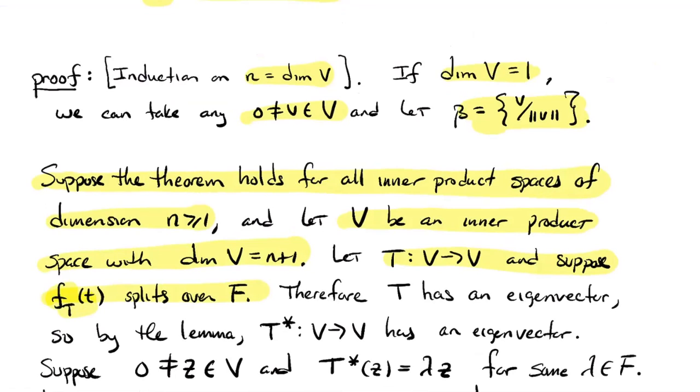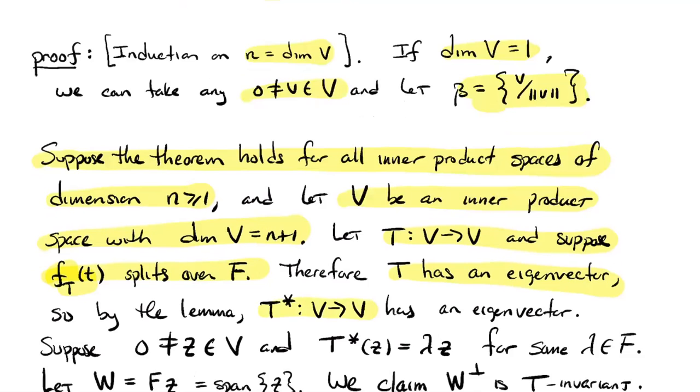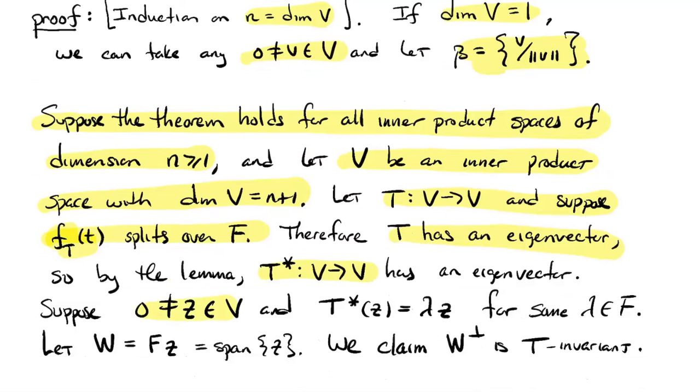Okay, so if the characteristic polynomial splits, the operator has to have an eigenvector, right? Because it splits, so we have eigenvalues, and every eigenvalue has an eigenvector. And using the lemma that we just proved, the adjoint also has an eigenvector. If T has an eigenvector, so does T star. So let me call the eigenvector Z. So Z is some non-zero vector, and T star of Z is lambda Z for some scalar lambda.